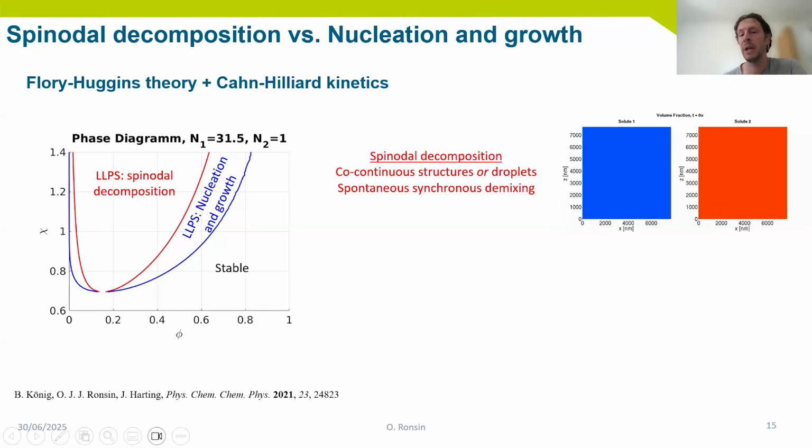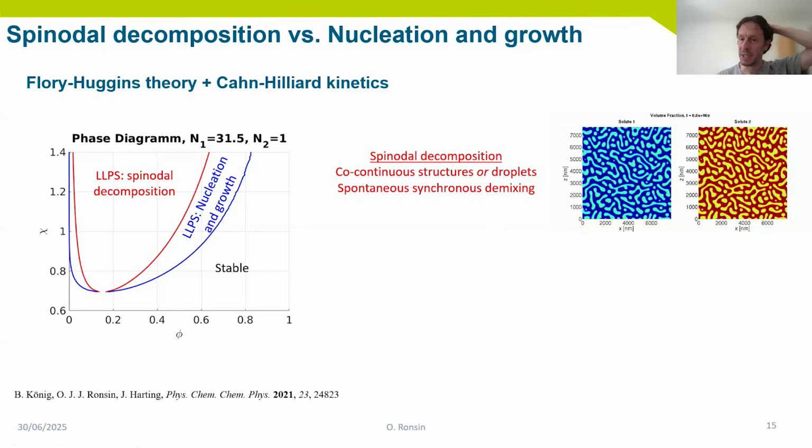In practice, we can now simulate this system, and here you have an example of spinodal decomposition. The two plots show the volume fractions of the two materials, let's say. We start from the homogeneous state, and it spontaneously demixes. And you see here the well-known picture of co-continuous structures. So this is spinodal decomposition. I want to emphasize here that with spinodal decomposition, you might have co-continuous structures or droplets. The point is that it's spontaneous demixing because the mix is unstable, but both morphologies are observable.